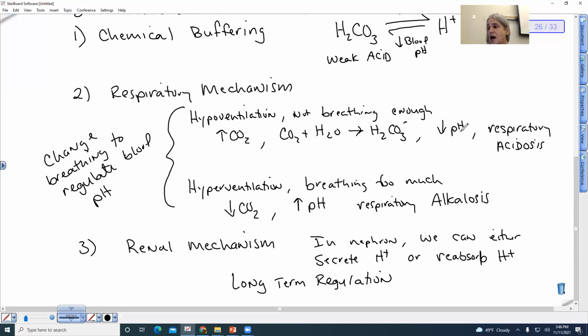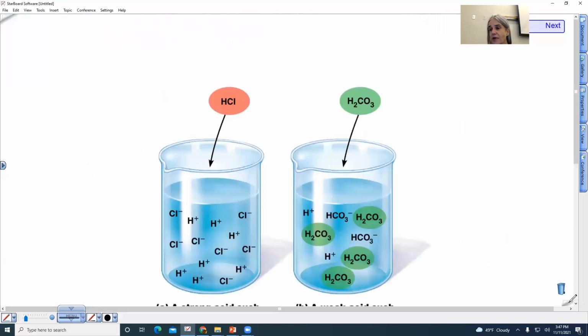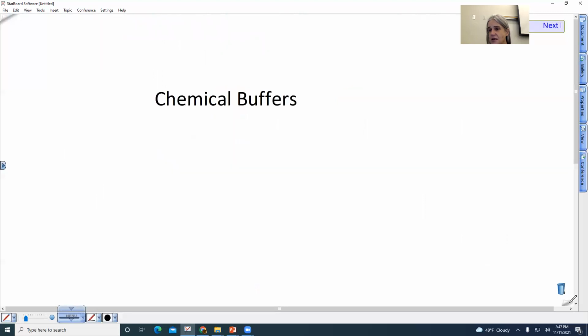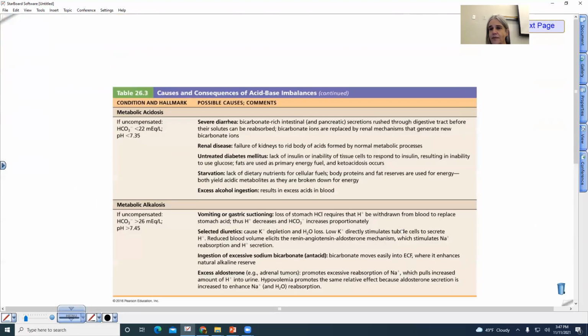Now, notice that we talked about respiratory acidosis and respiratory alkalosis. We can also have what is called metabolic acidosis and metabolic alkalosis. So this actually has to do with what you're eating, and then maybe, for example, if you're vomiting. So let's look at a table that has this right here. Okay, so metabolic acidosis. Let me make this a little bit bigger.